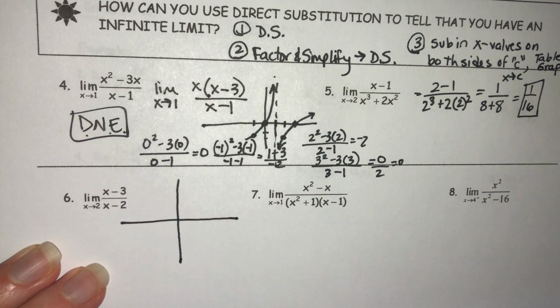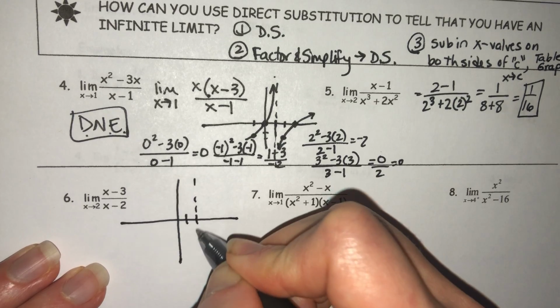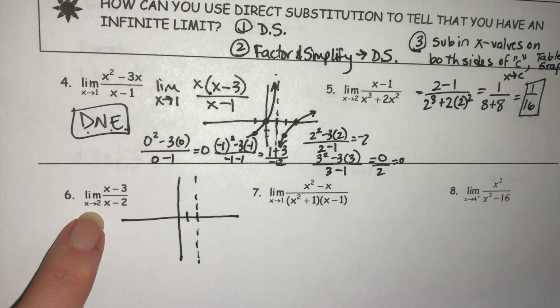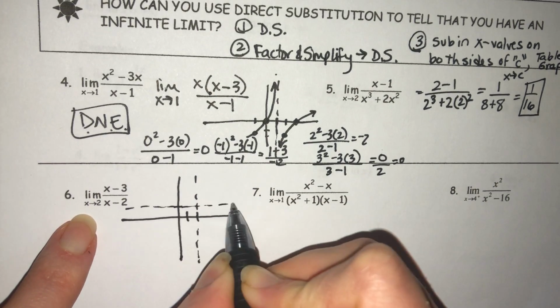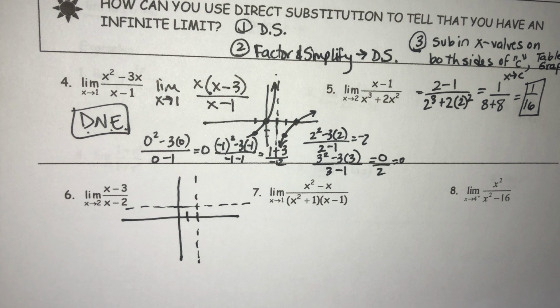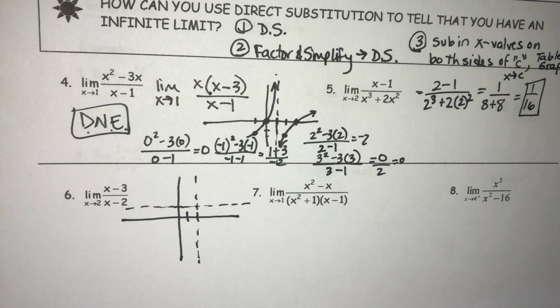X minus 2 tells me that where x is equal to 2 is my vertical asymptote. My numerator and denominator have the same degree, so the ratio of the leading coefficients is the horizontal asymptote. So that would be 1 over 1, which is 1. So I got a horizontal asymptote here. And now I'm just going to pick a couple points to plug in on both sides to figure out, is my graph up here, down here, up here, down here.